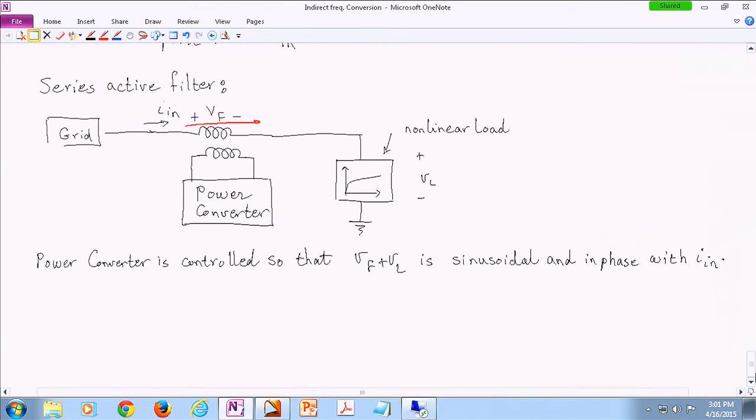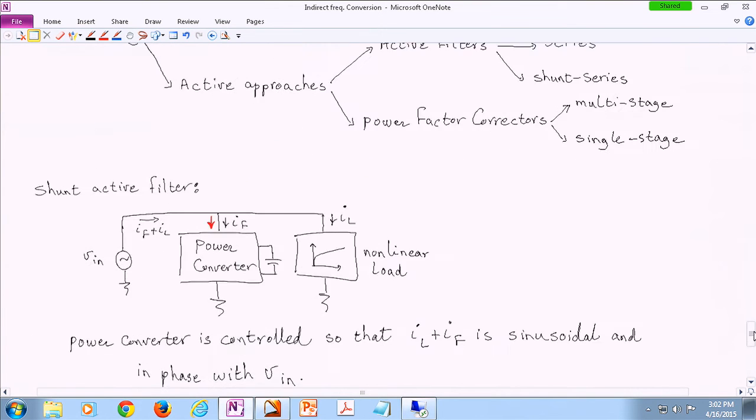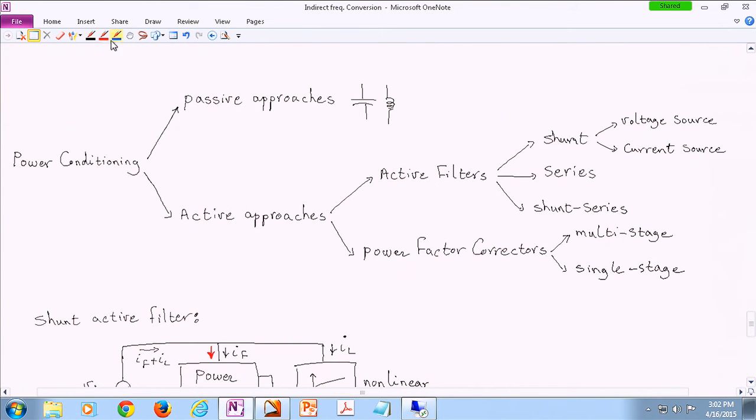Any questions so far? All right, so we haven't really got to power factor correction yet. Any questions? All right, so now let's talk about power factor correctors, which is the main focus of our discussion. These two that we talked about, one of them was sitting here, the other one was sitting here. Now we want to talk about these guys.